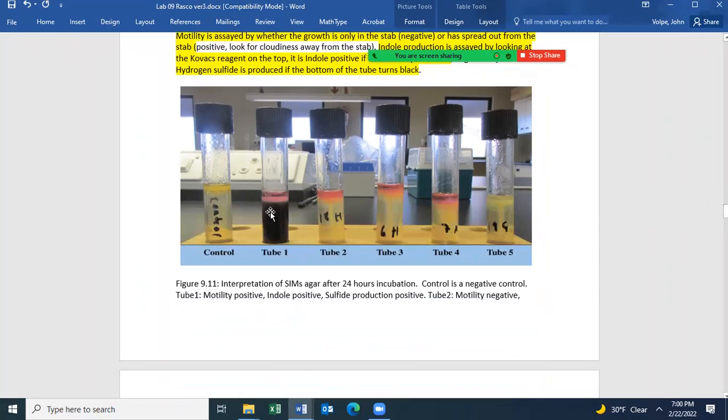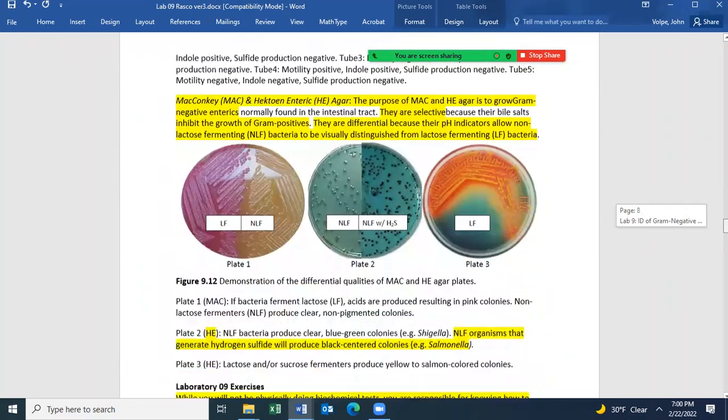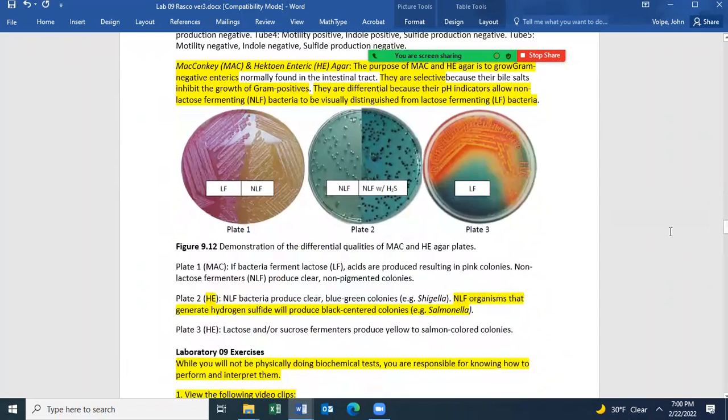Here's black in the SIM tube and not black, and no hydrogen sulfide is being produced. With Hektoen enteric agar, if you have black colonies, you have hydrogen sulfide being produced, and non-black colonies, no hydrogen sulfide is being produced.